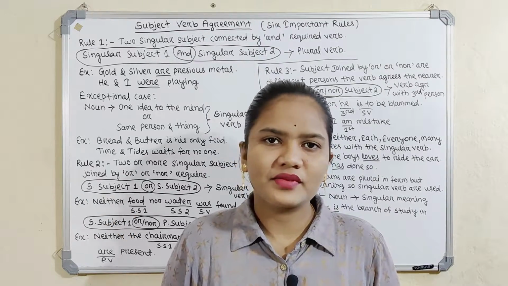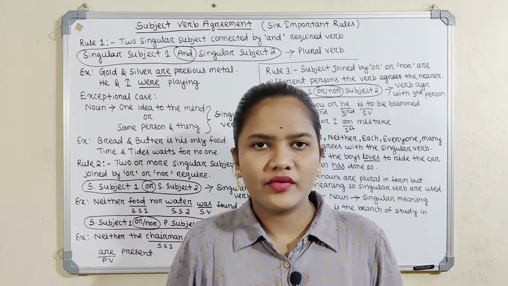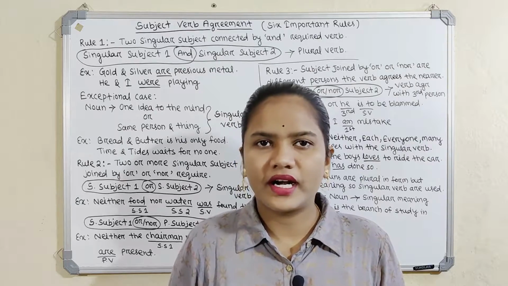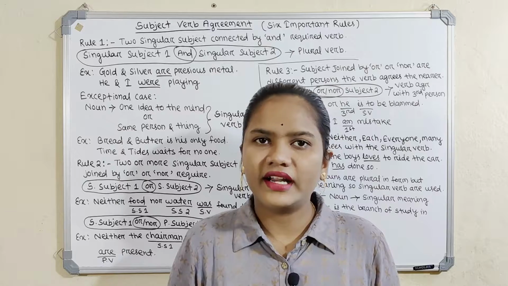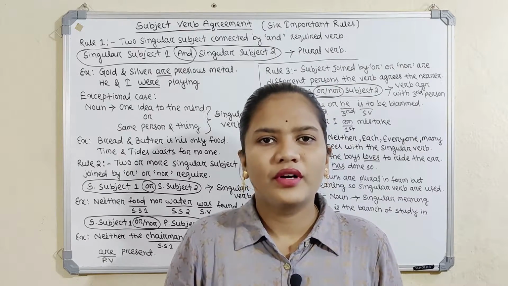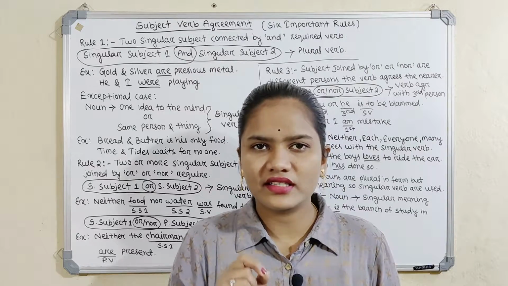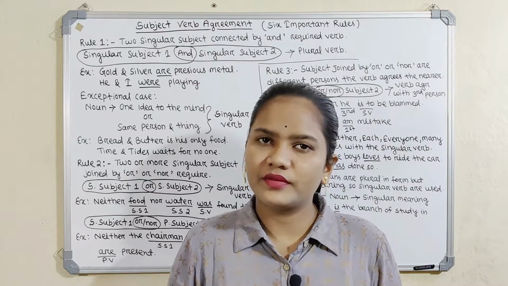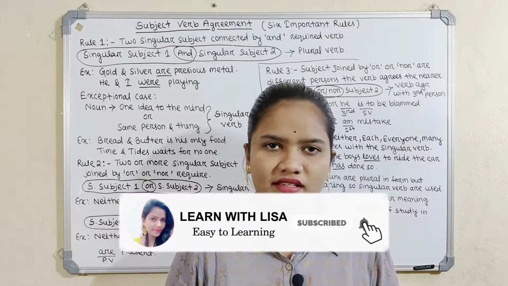So in today's class we will discuss subject-verb agreement. Yesterday we learned the introduction part of subject-verb agreement: what it is and what its types are. But today we will be learning the 6 rules behind subject-verb agreement. Let's recall what we learnt in yesterday's class.